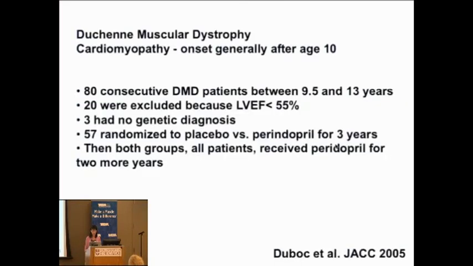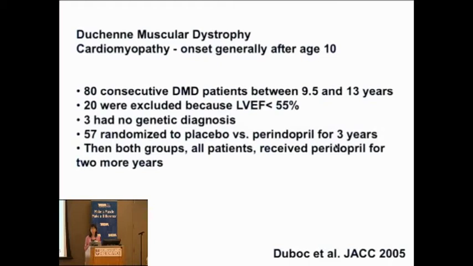So they started with 80 patients who all had Duchenne muscular dystrophy, and they were between the ages of 9.5 and 13 with an average around 10 years of age. 20% or 20 of the 80 patients already had some reduced left ventricular function at the time of the study, suggesting that, at least for Duchenne, they should think about doing this a little bit earlier. And at the end of the day, they had 57 patients who met criteria.